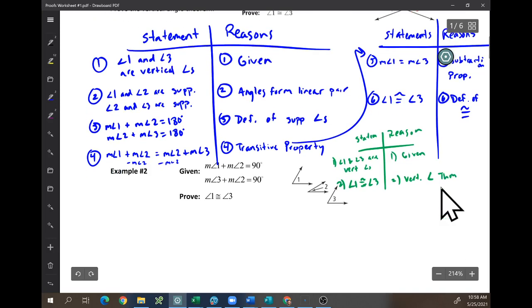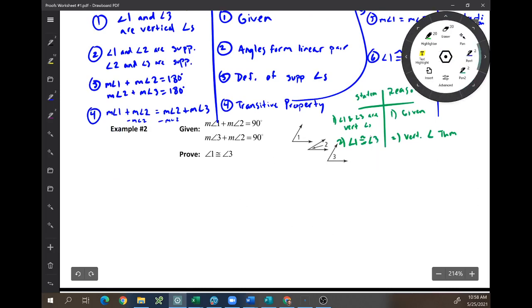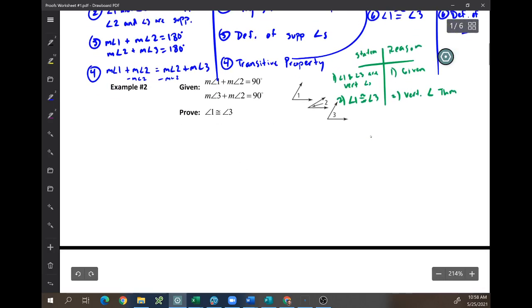So next up, I'm going to show you guys the congruent complementary angle theorem. So I'm going to try to write a little smaller on this one. So statements and reasons.